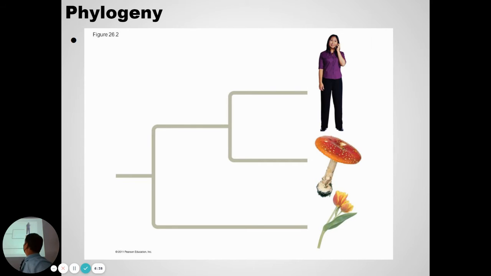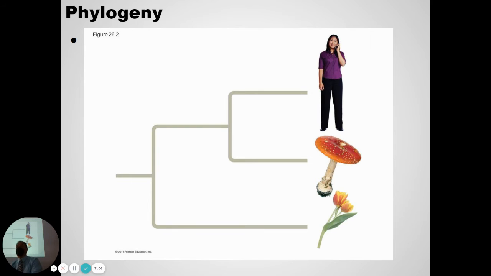What does this tell us about humans and mushrooms and flowers? Yeah, they all have a common ancestor back here. What else does it tell us? Right. We might think, well, they grow out of the ground, a mushroom and a tulip are more similar to each other.